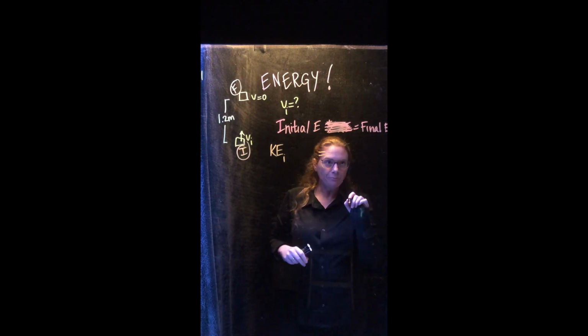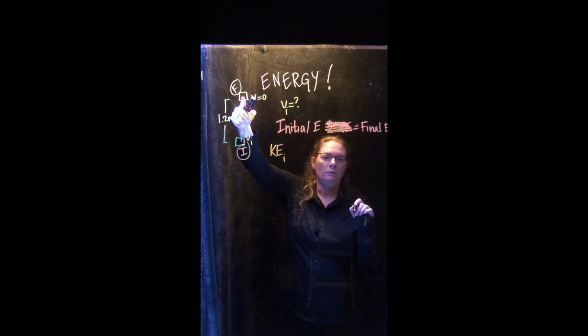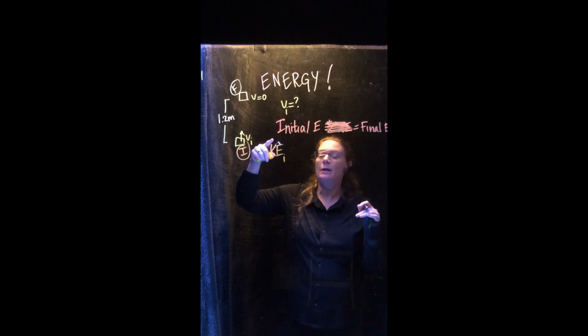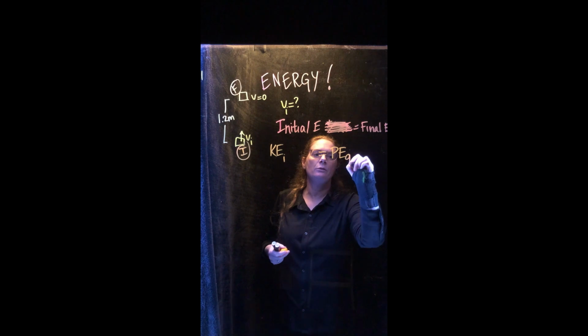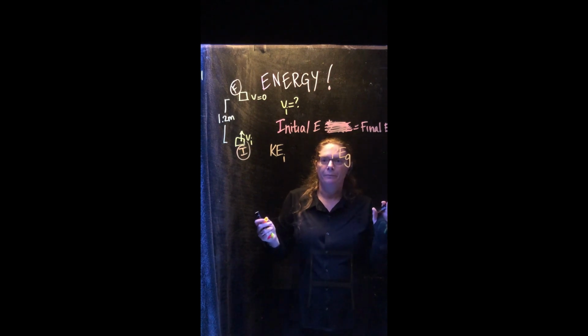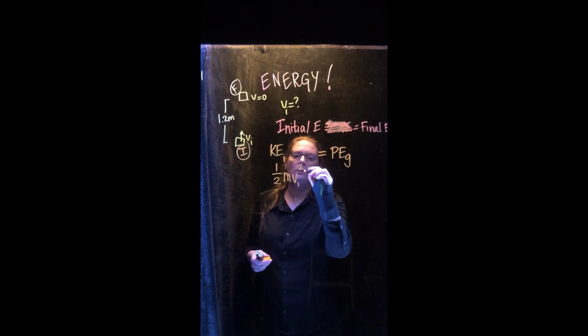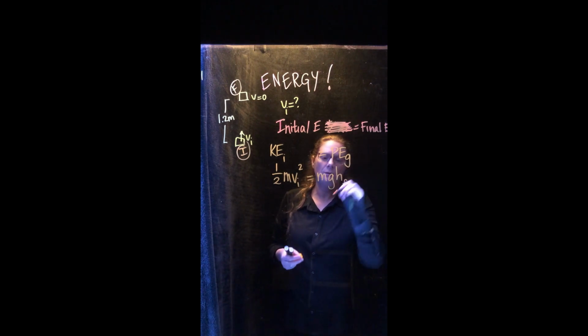Final energy. Then we've got, let's see, is something moving? No, we have no velocity, no kinetic energy. Is something above its lowest point? Definitely. We have potential energy due to gravity. No spring. So, there you go. Okay, great. 1/2 mass, initial velocity squared, equals PEG, mgh, and that's the final height.